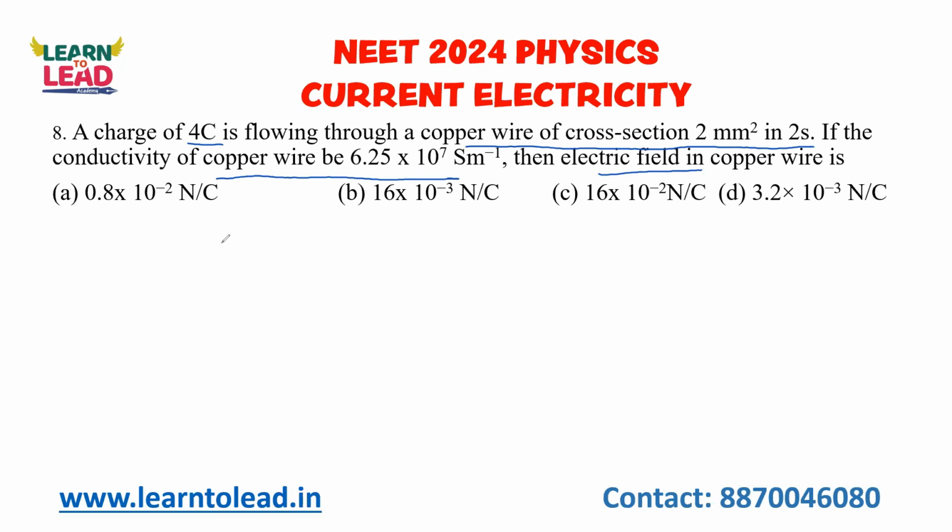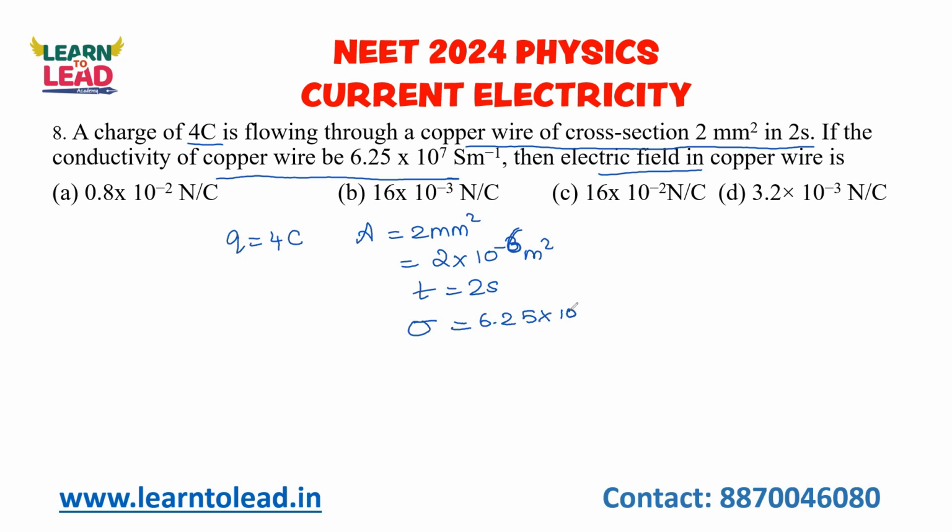Now, see here, a charge of 4 coulomb. So Q is equal to 4 coulomb is flowing through a copper wire of cross-sectional area 2 millimeter square. Whenever you see millimeter square, you should try to convert it into meter square: 2 into 10 to the power minus 6 meter square. The charge is given as 4 coulomb, and the time taken is 2 seconds. The conductivity is 6.25 into 10 to the power 7 Siemens per meter.